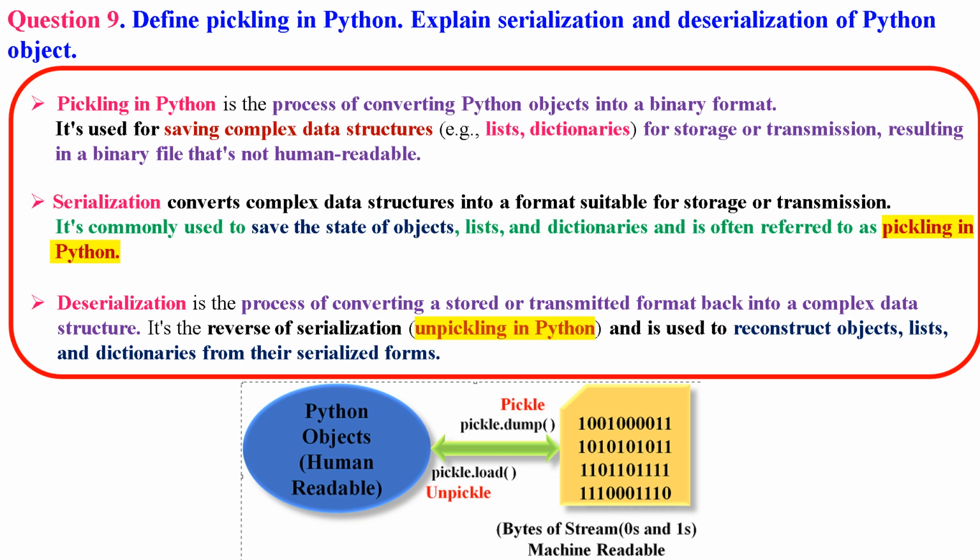Serialization converts complex data structures into a format suitable for storage or transmission. It's commonly used to save the state of objects, lists, and dictionaries and is often referred to as pickling in Python.